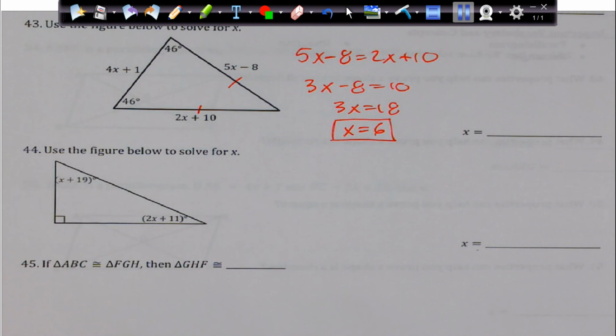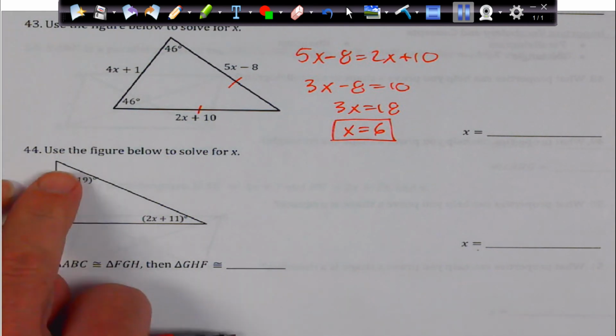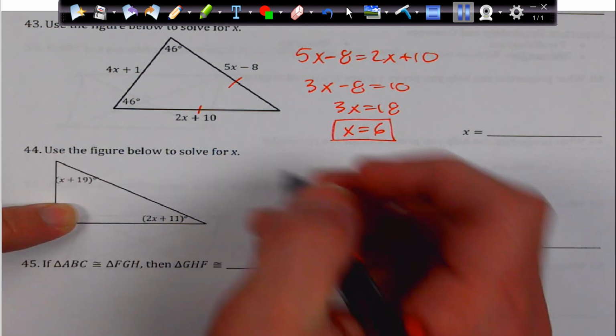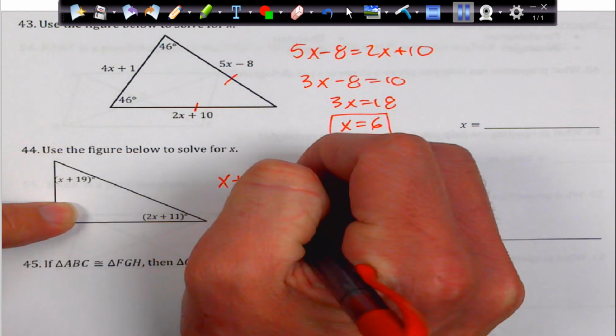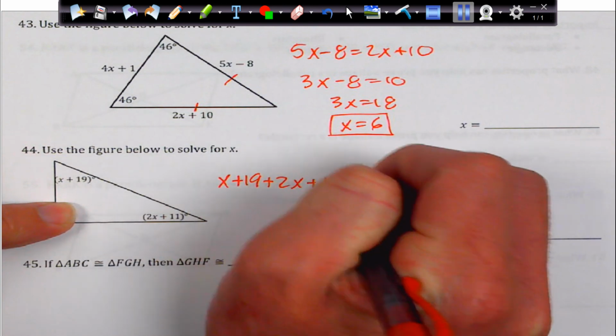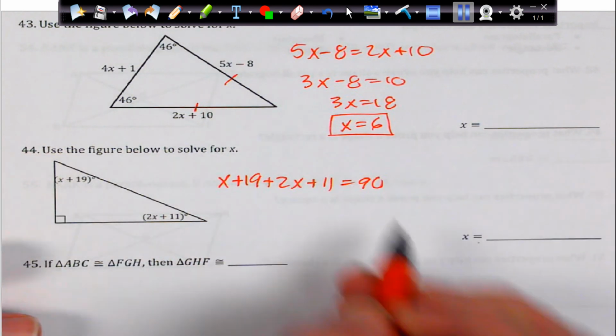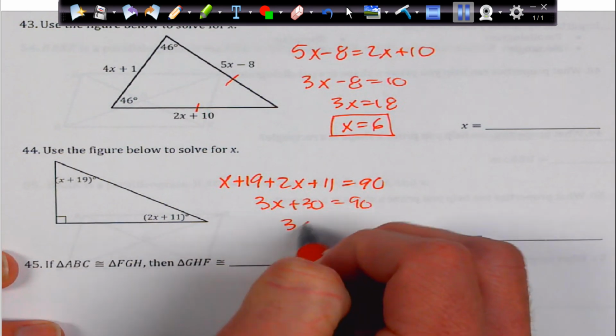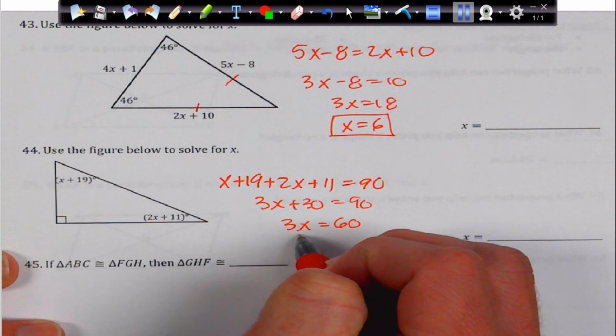Number 44, use the figure below to solve for x. Okay, well, we know all three add to 180, but if I took the 90 out, these two would have to add to 90. So we can just set these two equal to 90 if we'd like. It's going to give me 3x plus 30 equals 90. Subtract the 30, we get 60. Divide by 3, we get 20.